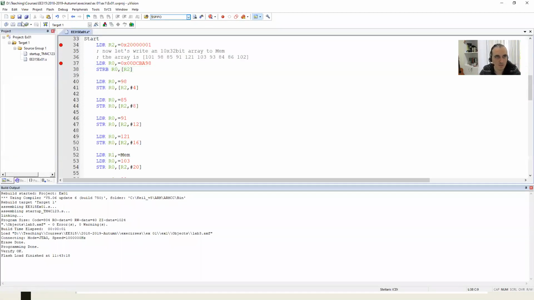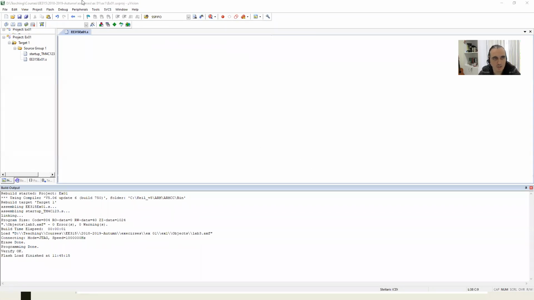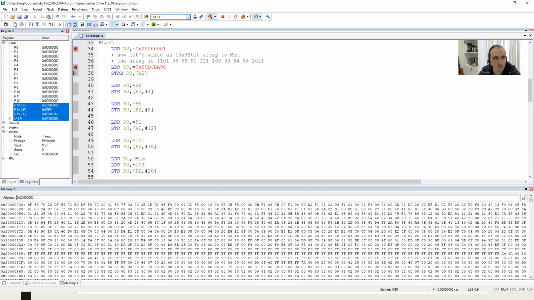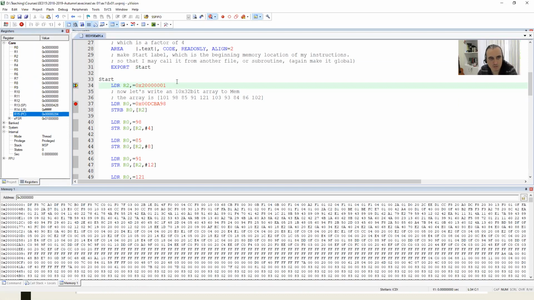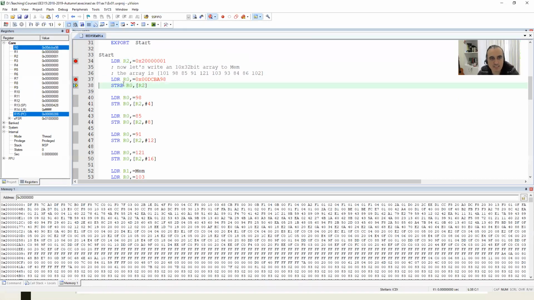So I'm saving my code, rebuilding my code because I have to rebuild it. I've changed the code. I load it. I just work on it. I start a jump. So it is the same. So this is STRB, guys. It's 8 bits. It's only going to change one memory location.